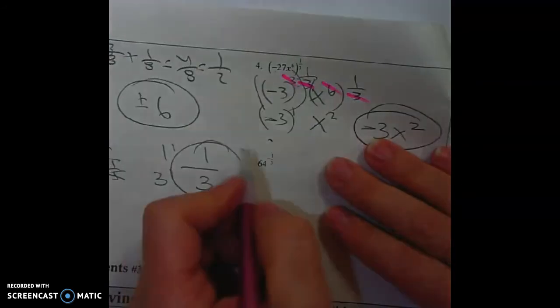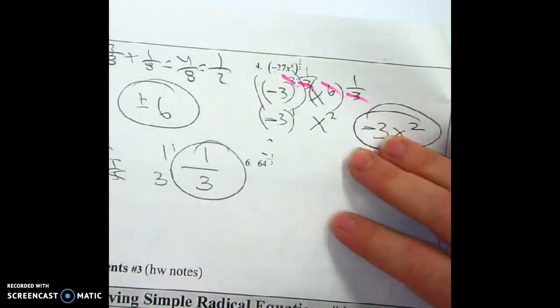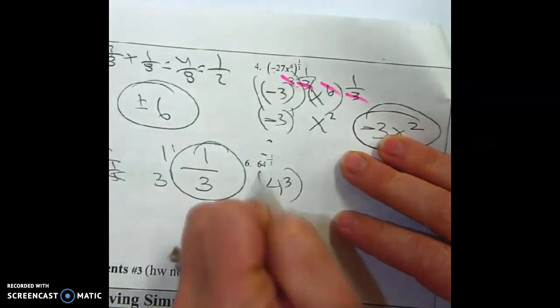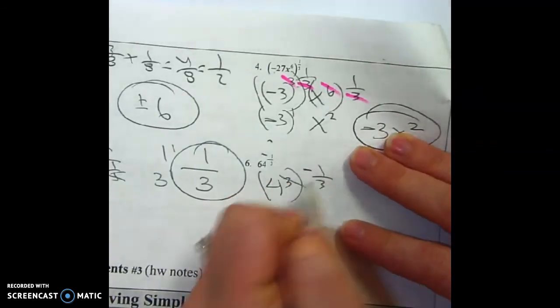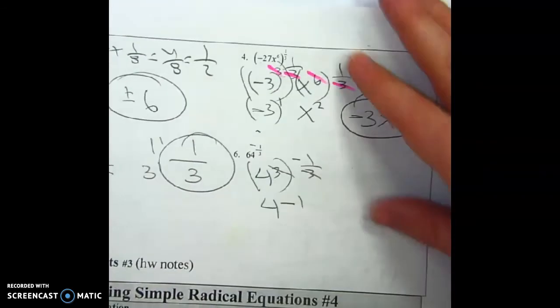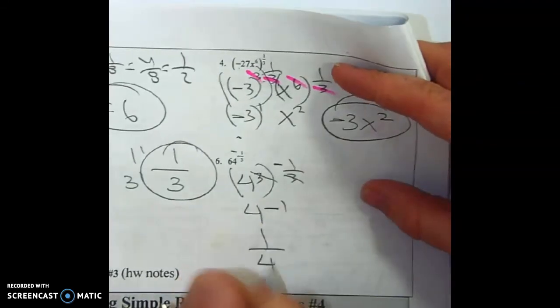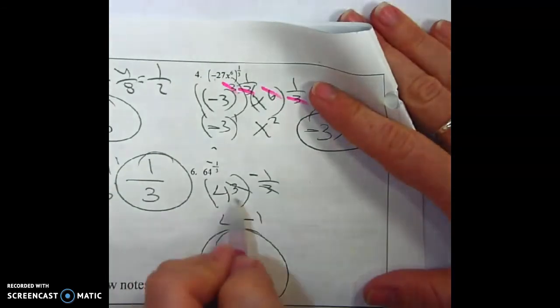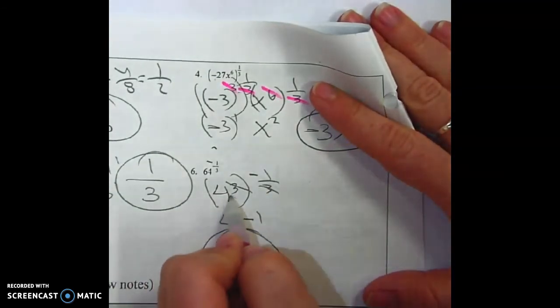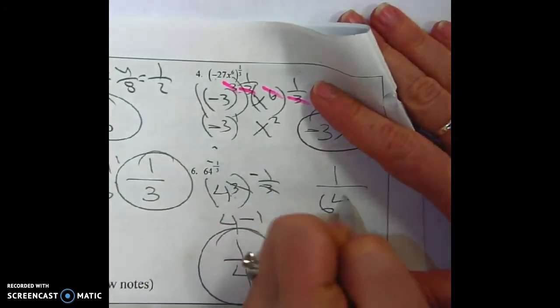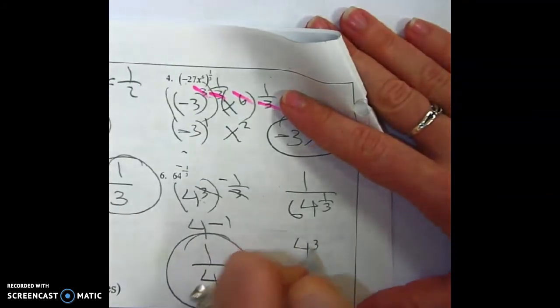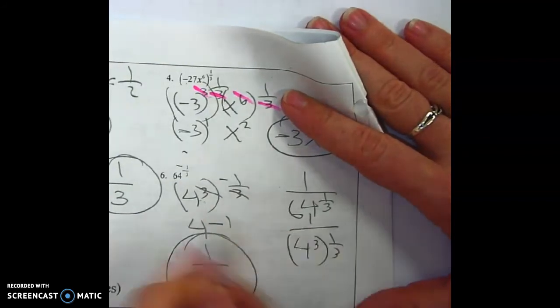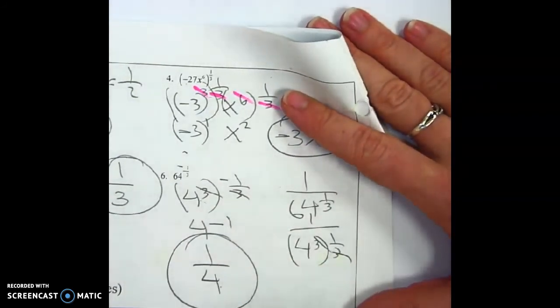Last one, I think that says negative, so let's play that game. 4 cubed to the negative 1/3, bye, 4 to the negative 1, can't have a negative on top, move it to the bottom, odd root, done. You could have, if you wanted to, at this step, moved it down here right away to make it positive, then made that 4 cubed to the 1/3, bye-bye, there's your 1 over 4.